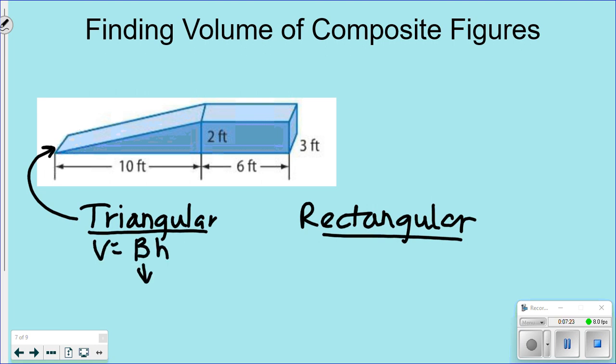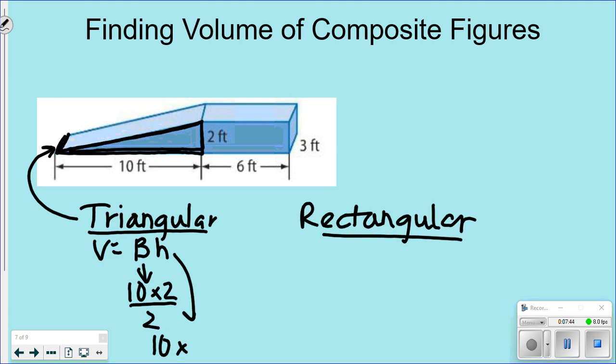So I know it's volume equals area of the big B times the H. So I look at this triangular prism, and I know that this is the base because on the opposite side there's one just like this. So it's going to be 10 times 2 divided by 2. And that would be 20 divided by 2, which is 10. And H would be the height of the prism. So if I would turn it, and this would be on the bottom, this would technically be how tall it is. And see how it's over here, I can assume that's 3. So I know the volume of that triangular prism is 30 feet cubed.